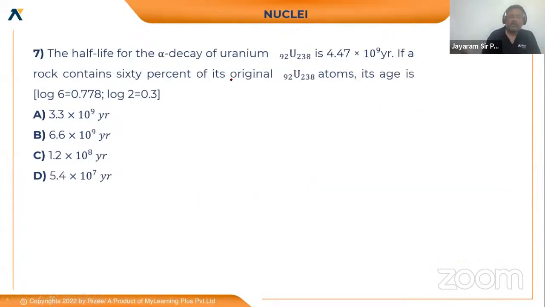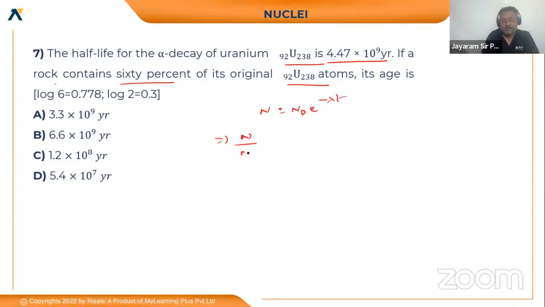Next, half-life of the uranium is given as this much. Rock contains 60% of the original uranium. He is asking the age of the rock. That is N is equal to N naught into e to the power of minus lambda t, in the sense N by N naught is equal to how much? N by N naught is equal to 60 by 100, which is equal to 1 by 2 power n. From this, 2 power n is equal to 10 by 6.